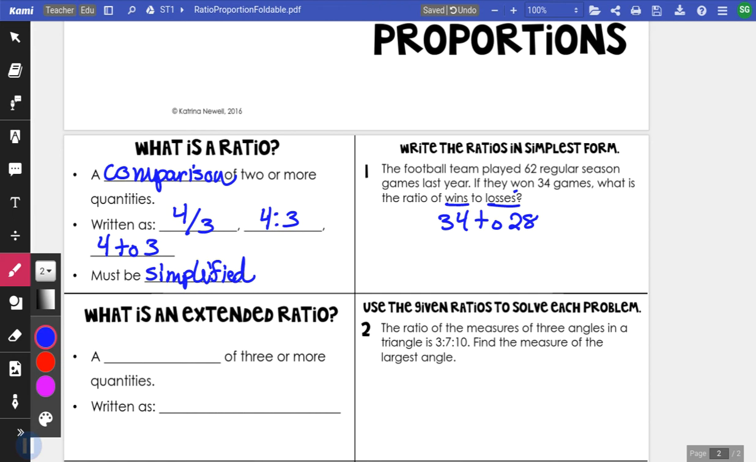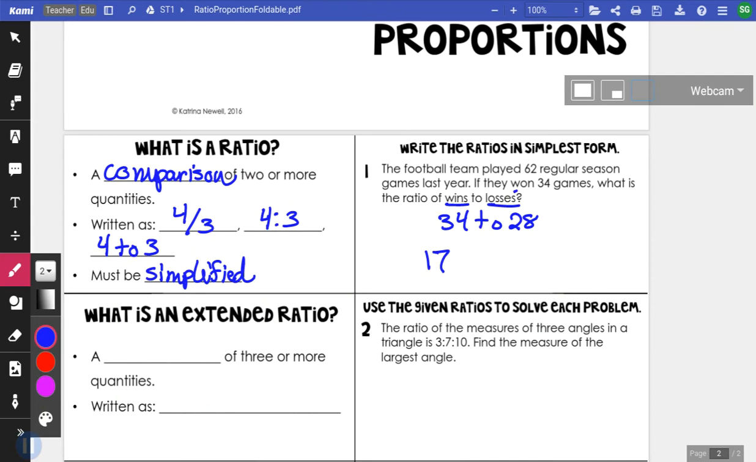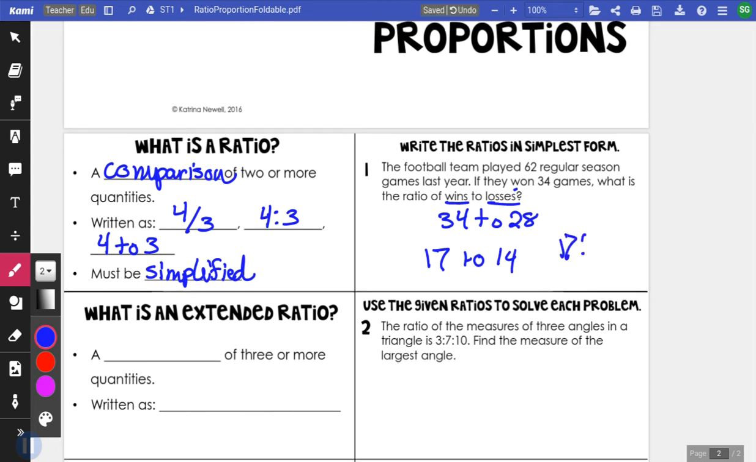What divides both 34 and 28? Well, I think that's just 2. Okay, so 2 goes into both of those. So I've got 17 to 14, and that's in simplest form. So that is the ratio. You can write it in whichever method you prefer, but they are all the same ratio, wins to losses.